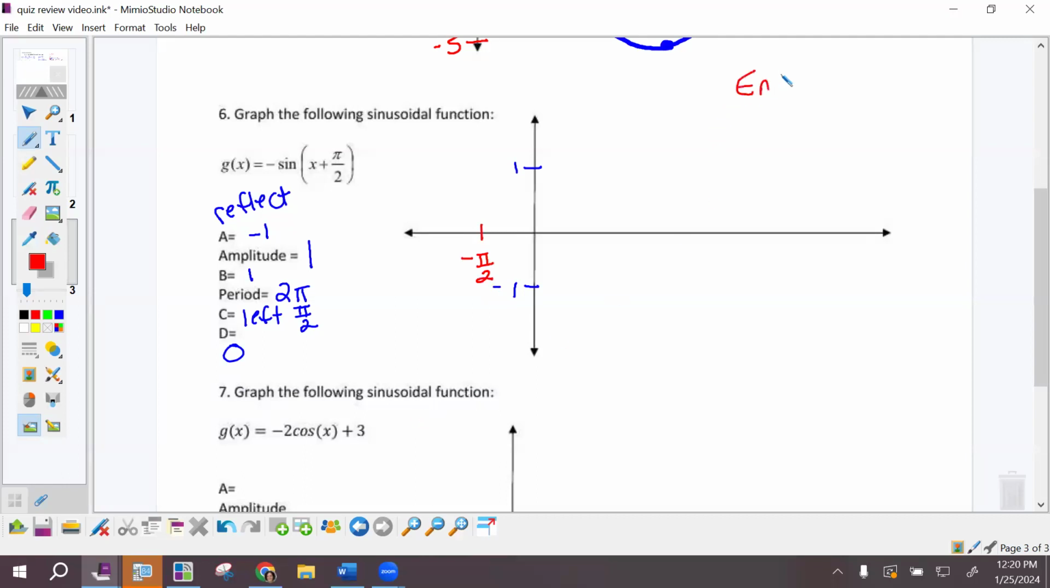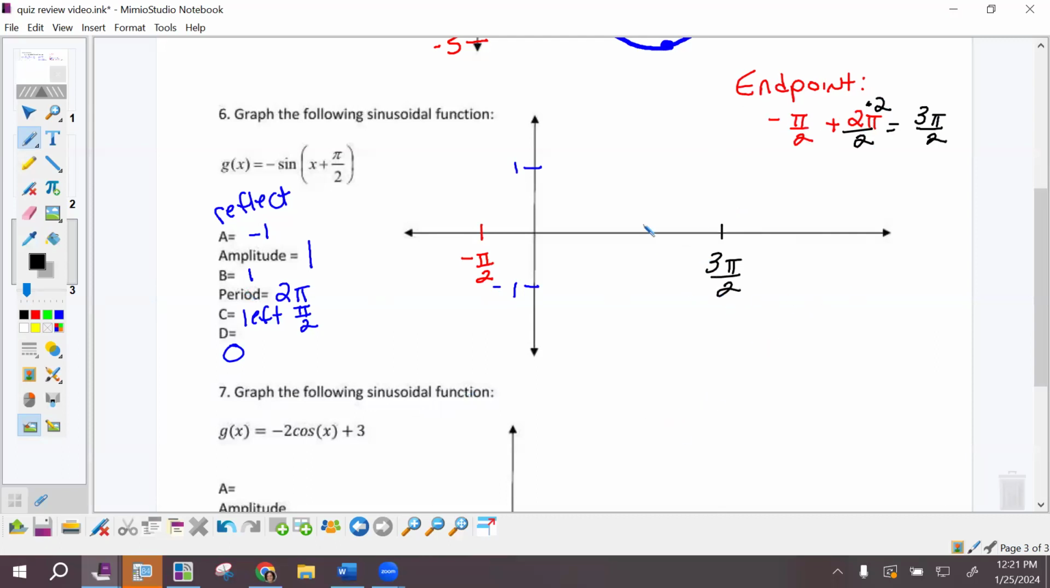To find the endpoint, I take my starting value and I add the period. All right, well, we need a common denominator. So this is negative pi over 2 plus 4 pi over 2. That gets me 3 pi over 2.